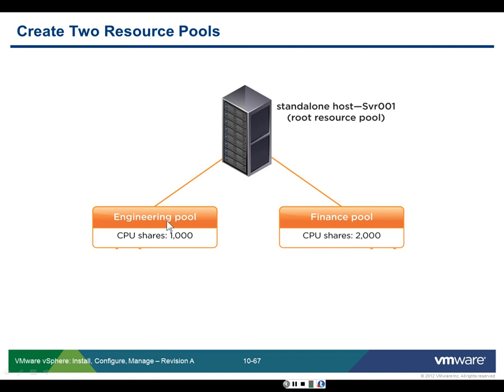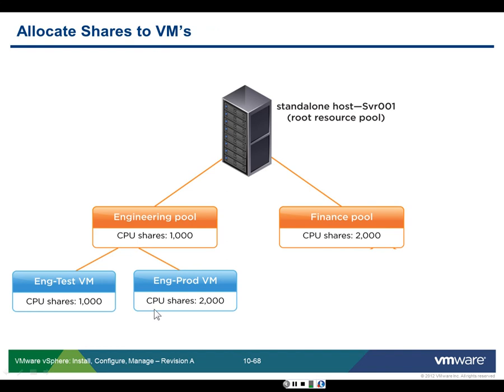Okay, now let's go into the engineering pool. Within the engineering pool, there are 2 virtual machines, and one virtual machine is more important than the other. So the production virtual machine will get 2,000 shares of the engineering pool, and the engineering test virtual machine will get 1,000 shares of the engineering pool. So the engineering test virtual machine gets 1/3 of the engineering pool, which gets 1/3 of the CPU resources on the ESXi host.